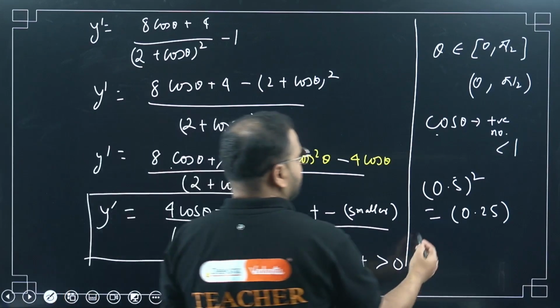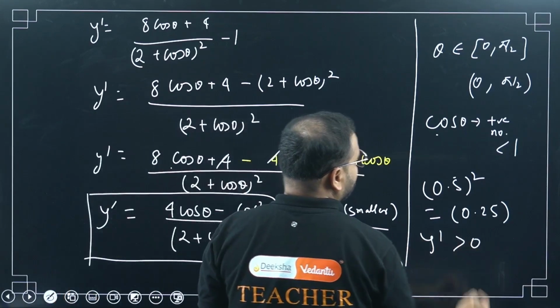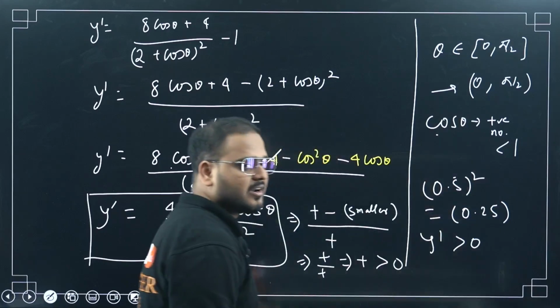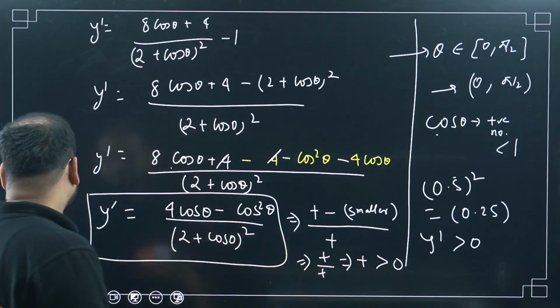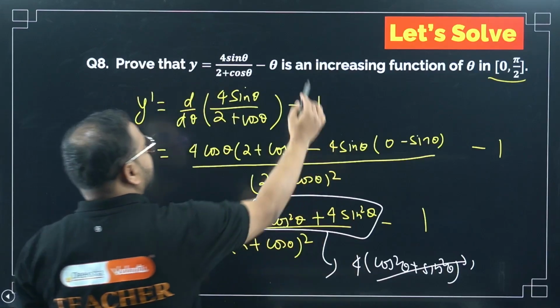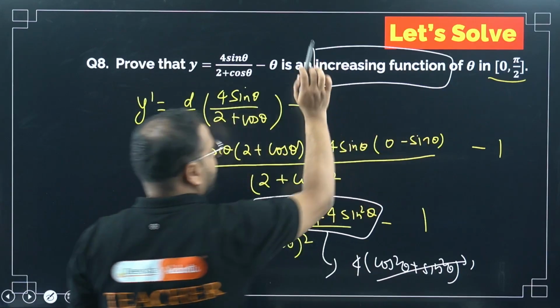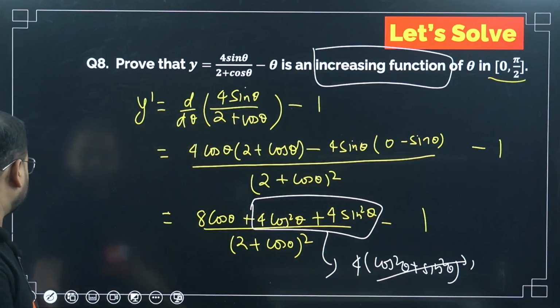I have established the derivative is greater than 0 in 0 to pi by 2. So it will be greater than 0 in this also. Greater than 0 means what? Increasing function. Okay. Simple.